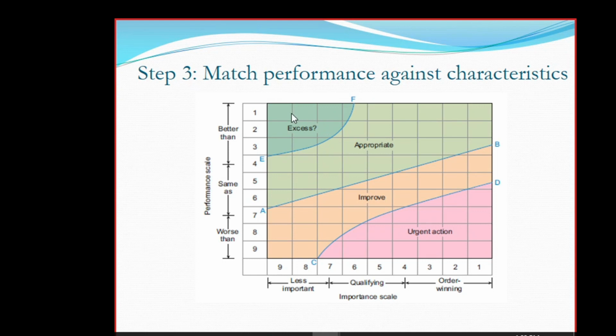Now, regarding this area, it's an excess zone. Remember when we said that some customers might not be interested in the color. This is in 8 and 9. They are not interested in the color, yet I'm better than all the competitors in this area. So it means that I'm making extra efforts that are not needed. This is excess.